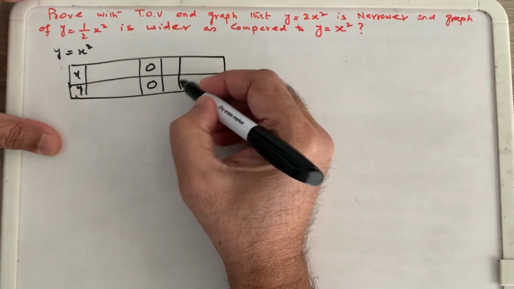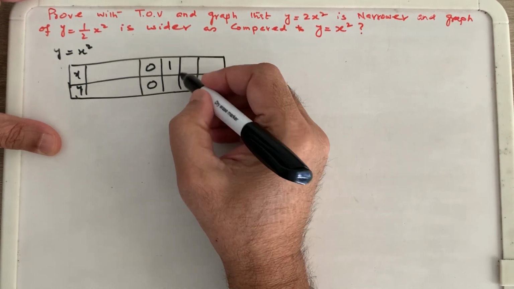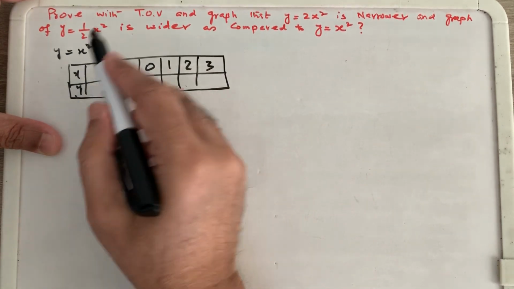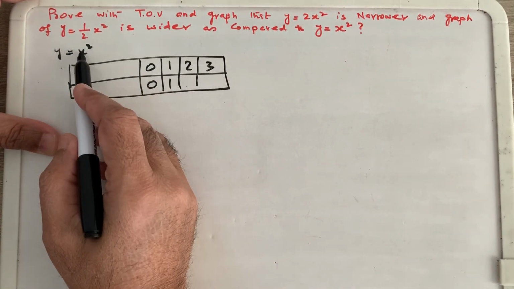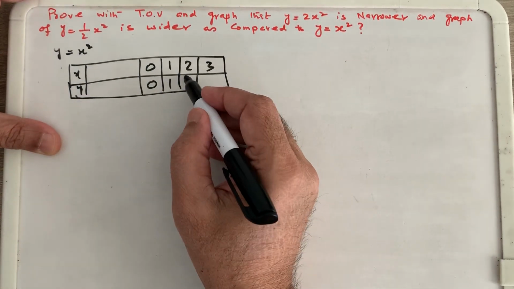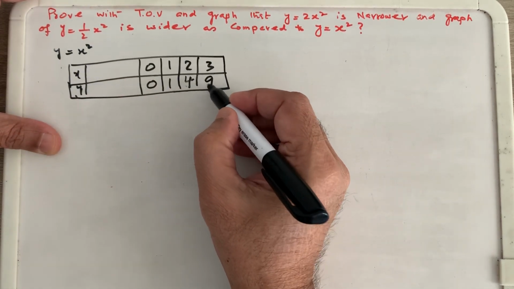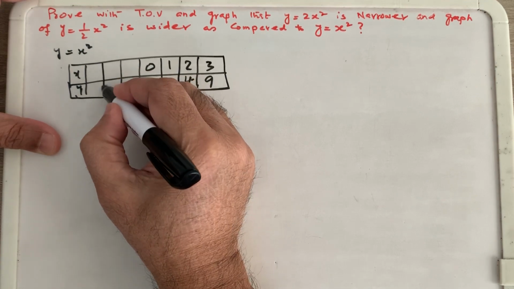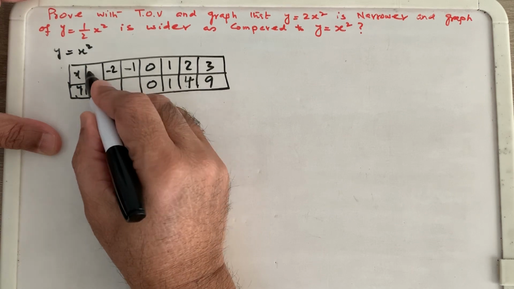Now we make 1, 2, and 3, three numbers. If we give 1 to x, then 1 squared remains 1. When we give x 2, 2 squared makes 4. When we give 3, 3 squared is 9. So I have these values on the positive side, and then I have to have three values on the negative side: negative 1, negative 2, and negative 3.